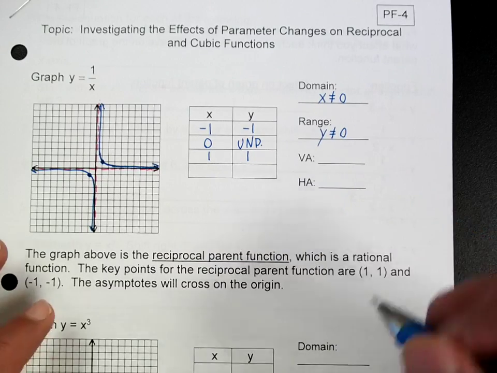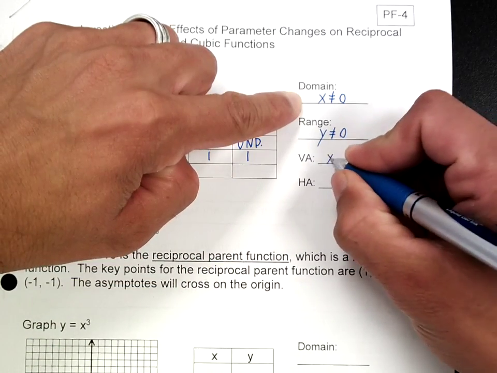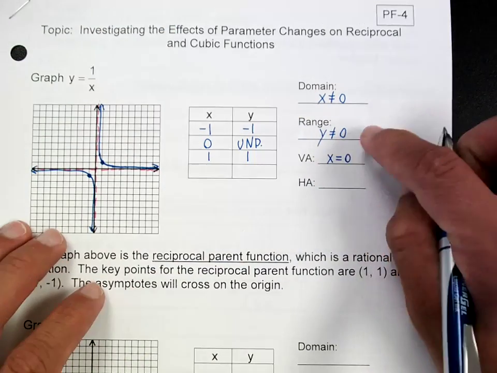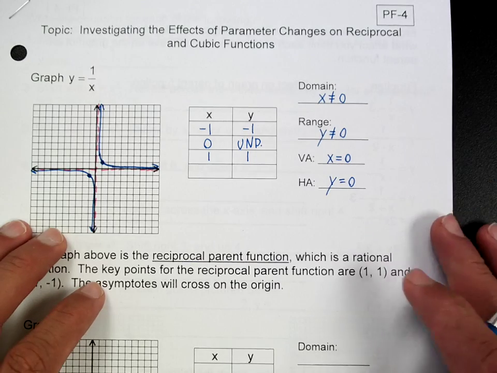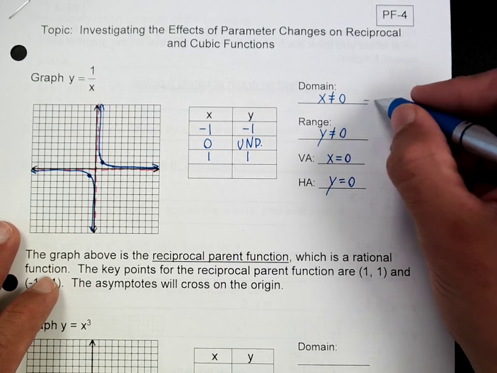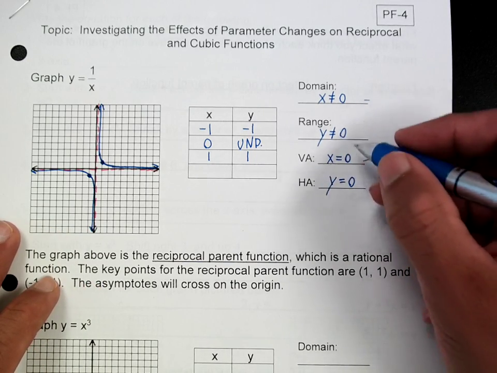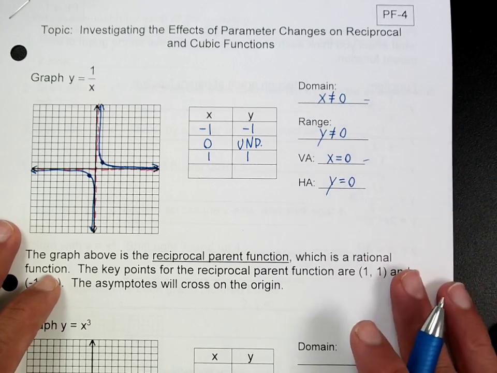The vertical asymptote is always going to be the same as the domain, except it's going to be x is equal to 0. And on the horizontal asymptote, you're going to have y is equal to 0. Right, so notice that these have to be the same, except you have a not equal to here, and you have an equal to, right?